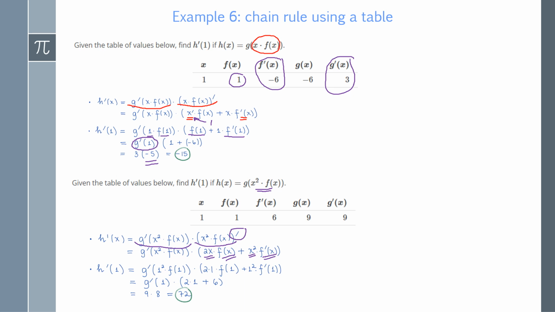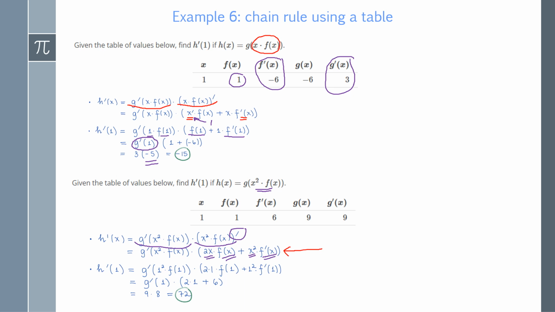Okay, so I want to emphasize that this step is crucial in finding this derivative correctly. We need to recognize that we have the product inside the inner function, right? So that means we need to apply the product rule. Okay, so once that's done, we can compute all the values, right?